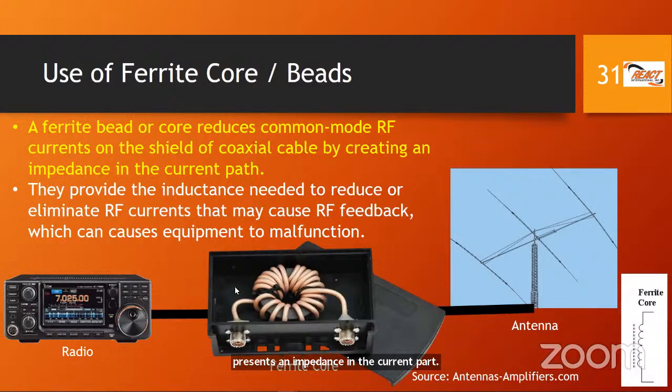But we have just shown and illustrated this. This is the coil around the toroidal core here. It's going to keep RF out of your shack, and this is what many hams do to be safe. A little point that we make here: these ferrite cores, or the beads in some cases, provide inductance. That's what it does. It introduces inductance to reduce or eliminate the RF currents that may cause RF feedback, which can cause equipment to malfunction. It can also be a safety issue in your amateur radio shack where your radio and transmitting equipment is. So it's a good idea to use these ferrite beads to reduce that common mode RF current.